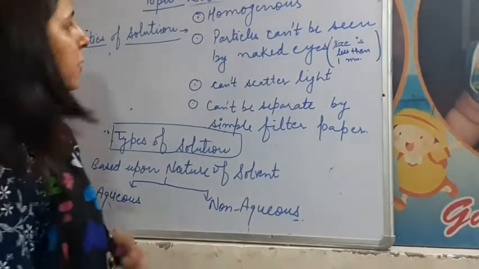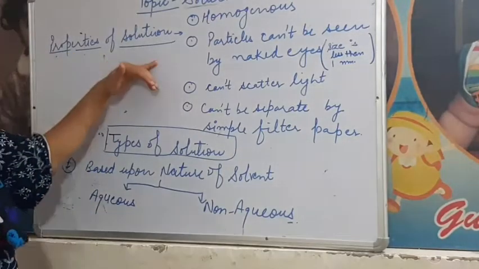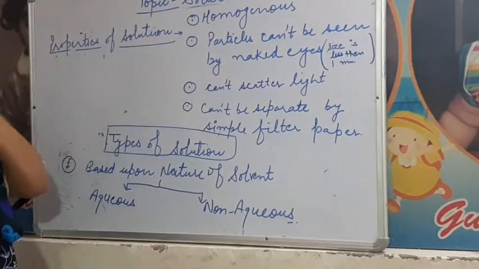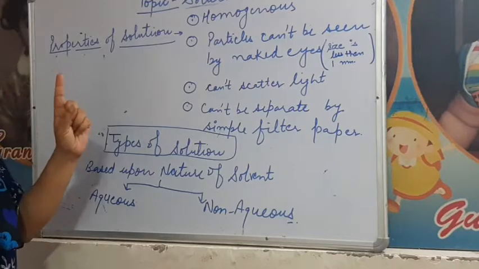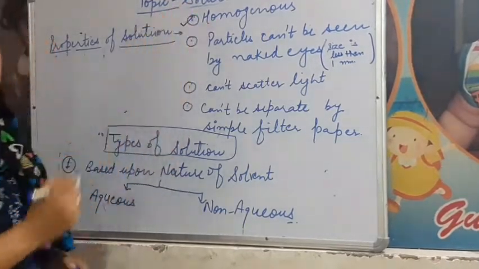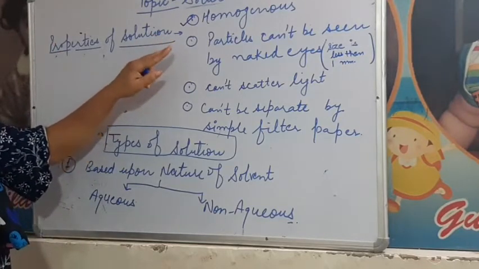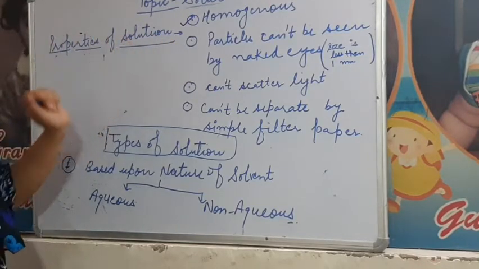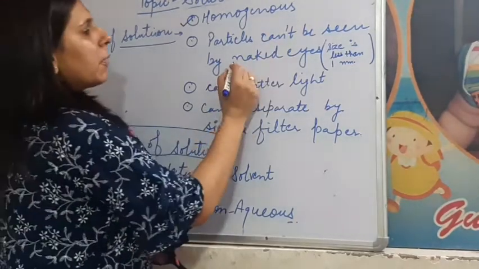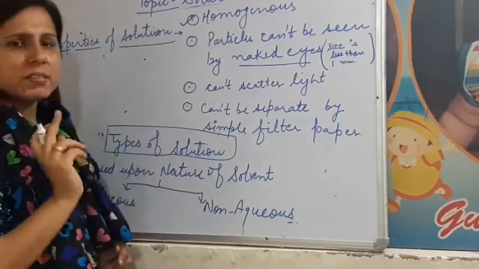After explaining the term solution, now we will discuss the properties of solution. According to the definition of solution, the first property is that it is a homogeneous mixture. Second property, the particles of a homogeneous mixture or the particles of solution cannot be seen by the naked eye. Since they are very small, they cannot be seen by the naked eye.